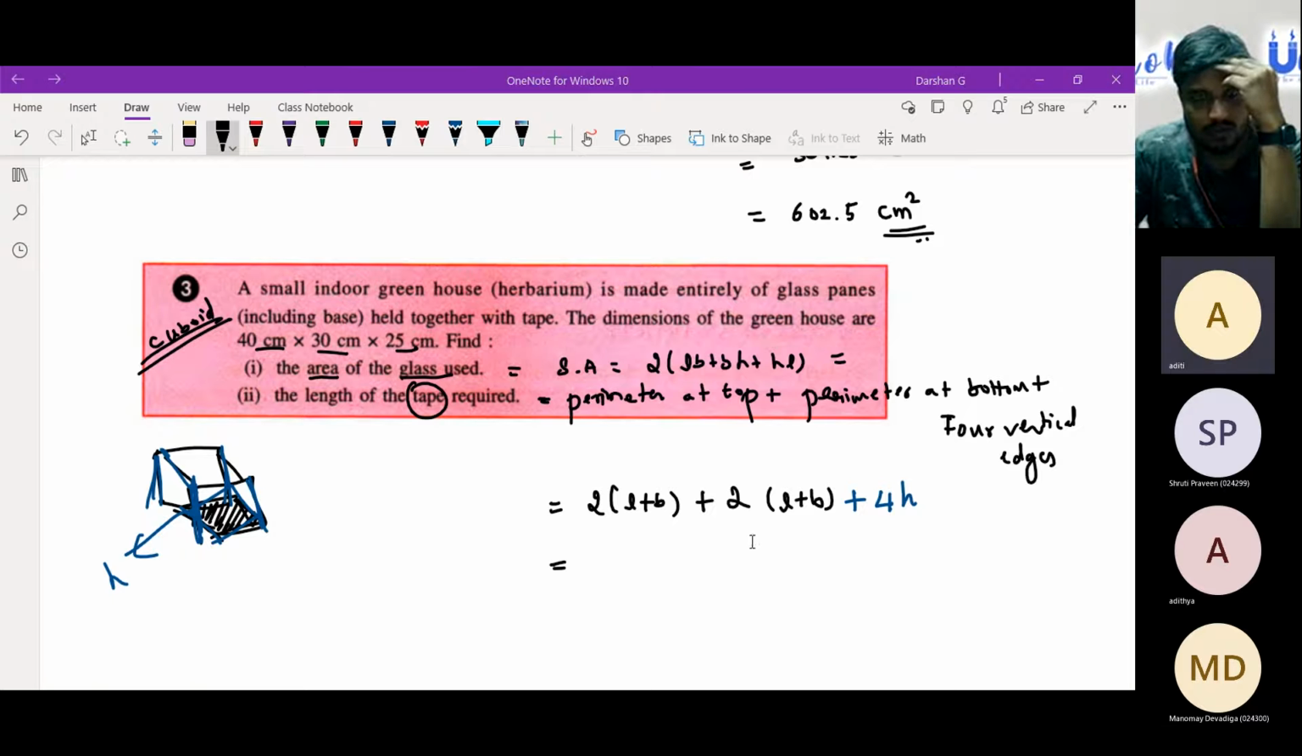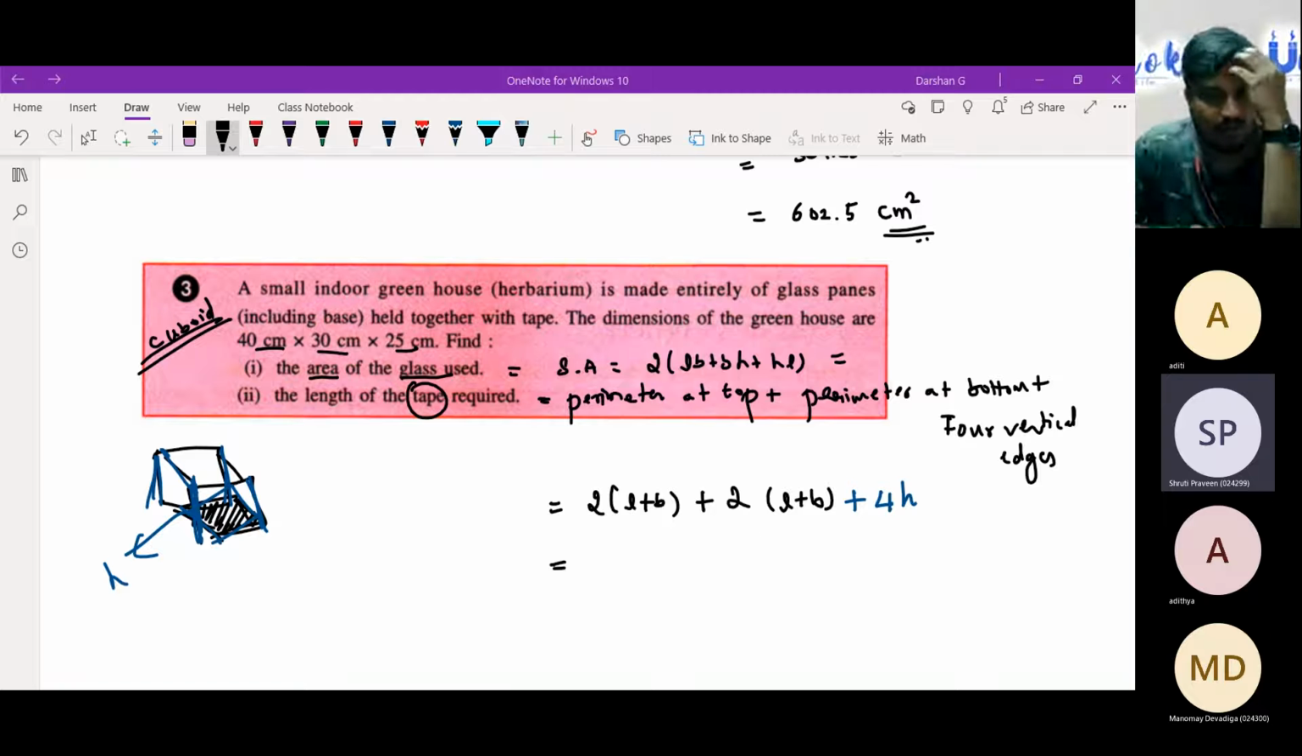I got 3 followed by 4 zeros. What? Can you come again? 30,000. No, wait, sorry, that was the wrong one. For the first one, I got 4,900 centimeters square. Can you redo it? There is some mistake. Okay, I got 5,900. 5,900 is right. So even I got 5,900. Good, very good. 5,900 centimeters squared. Okay.